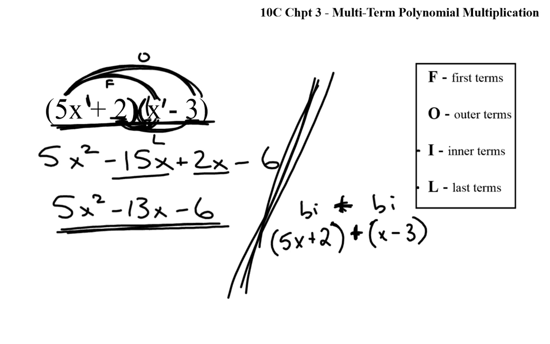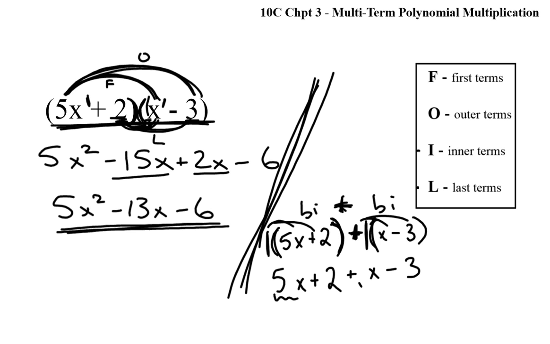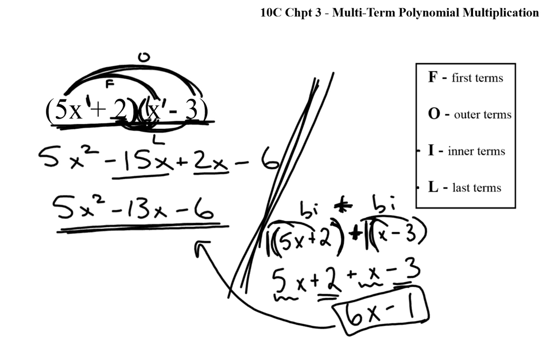I need to get rid of brackets. What would I multiply this bracket by? A 1. And I would distribute 5x plus 2. An addition sign, we're not bracket beside brackets, it's addition. So what would I do to get rid of this bracket? I distribute a 1 plus x minus 3. So very different answers because I have to combine my like terms here. And this 6x minus 1 is very different than our 5x squared minus 13x minus 6.